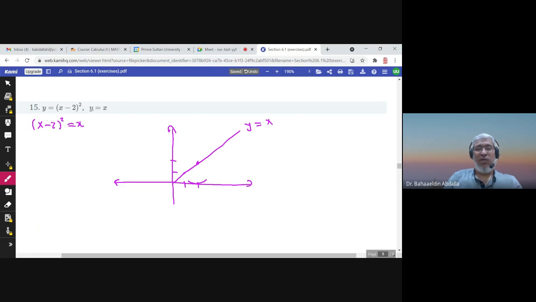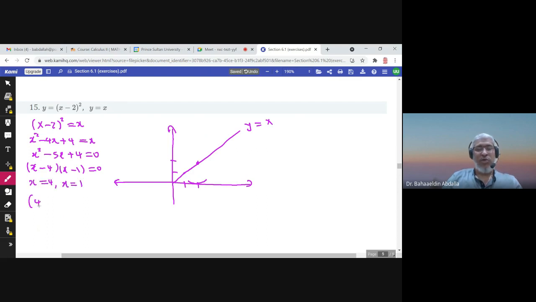Let me equate the two curves and solve this equation. So I have x squared minus 4x plus 4 equals x. So x squared minus 4x minus x, minus 5x plus 4, equals 0. So (x minus 4) times (x minus 1) equals 0. Yeah, that's the factored form. So either x is 4 or x is 1.